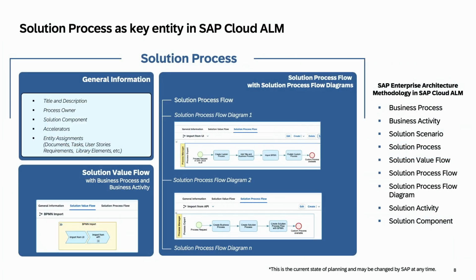Today, one key element in the process management is the solution process. And this consists of a value flow, a high-level business perspective of this process, the solution process flow, which can be a collection of diagrams, and the solution process flow diagrams, so the specific BPMN diagrams which you need for your Fit to Standard workshop. And then underneath we have the solution activity, which is the process step.